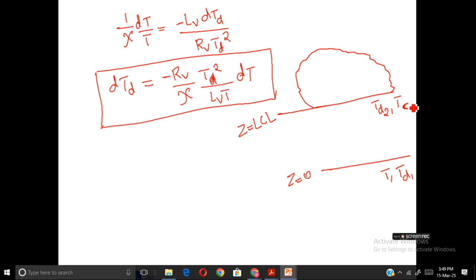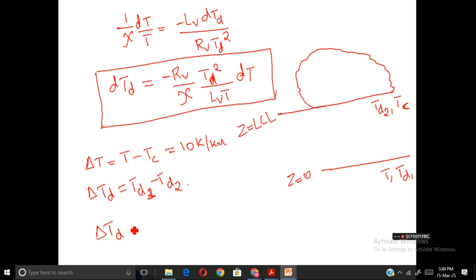Now we want delta T, which will be T minus Tc. So the temperature at the surface minus the temperature at the base of the cloud. Generally in the atmosphere, this is basically the surface or environment lapse rate. It is generally 10 Kelvin per kilometer. This will be the value. And delta Td, that is the change in the dew point temperature, will be Td2 minus Td1. Delta Td can be written as Td1 minus Tc.